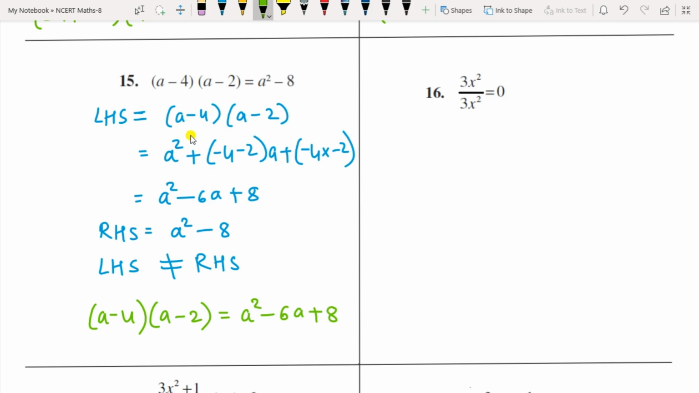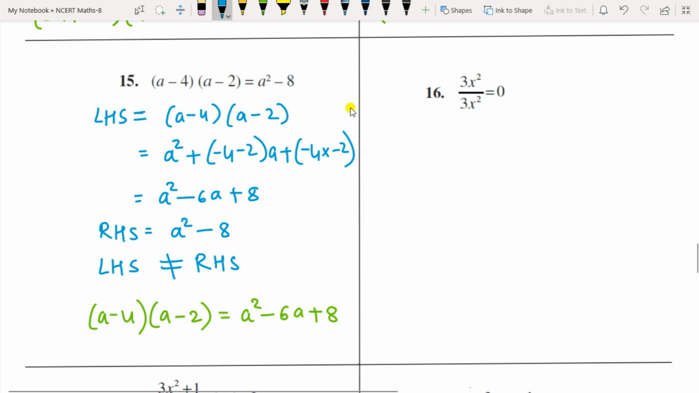Now, you can solve this as you have learned earlier in the algebraic expressions. So, a square plus add these two and multiply by the first term and multiply the second term. So you get this as the equation a square minus 6a plus 8. But RHS is given as a square minus 8. So this is the correct statement.